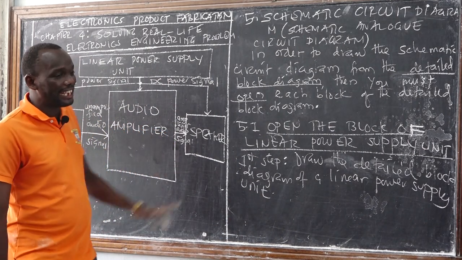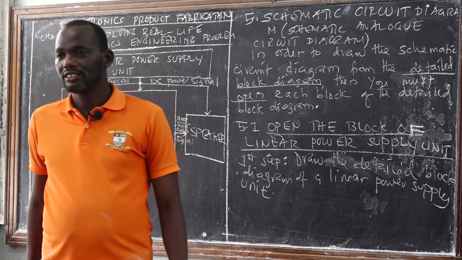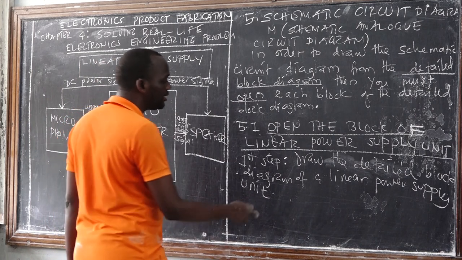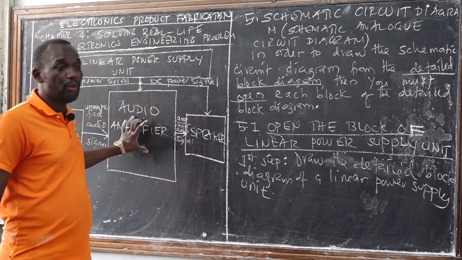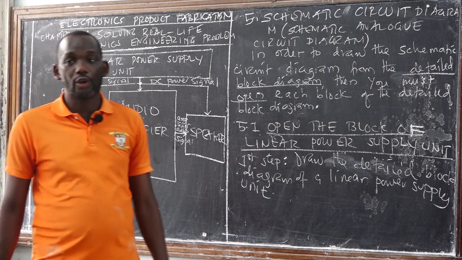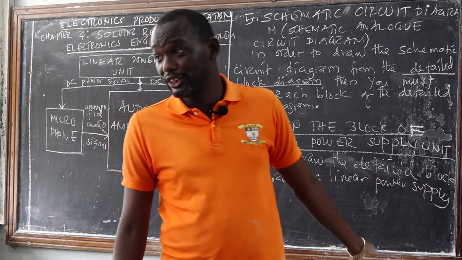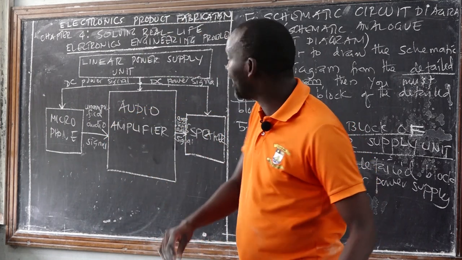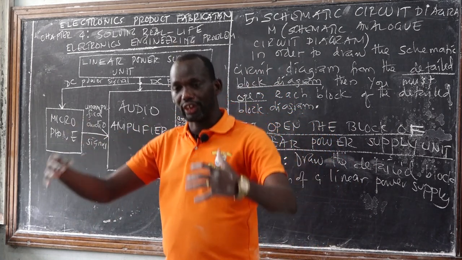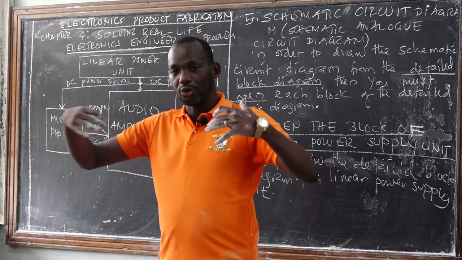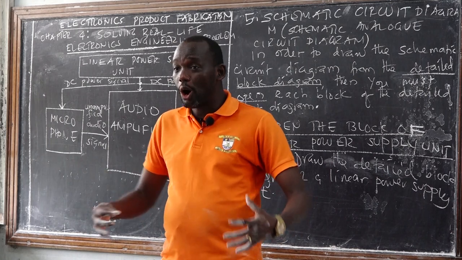The first step, I read the first step. Draw what? This is a detailed block diagram of a linear power supply unit, not of an audio amplifier. You see? I told you that one block might consist of 2 or 3 or 4 or 5 or 6 other blocks. So before you think about the schematic, first open the blocks.